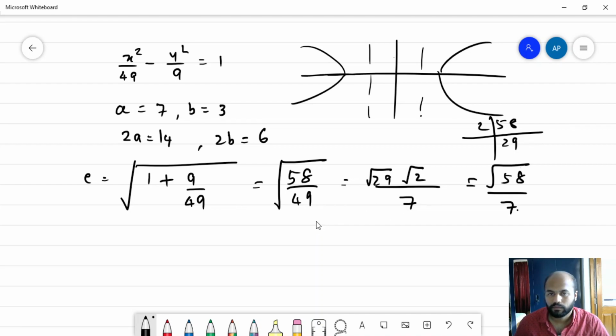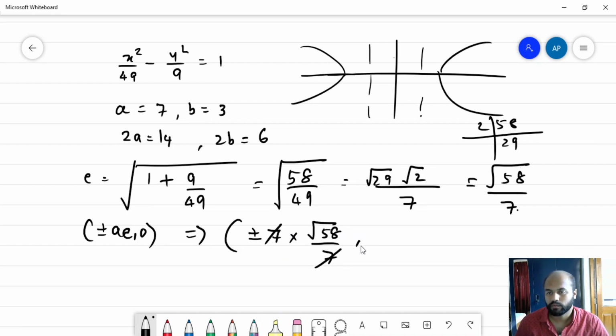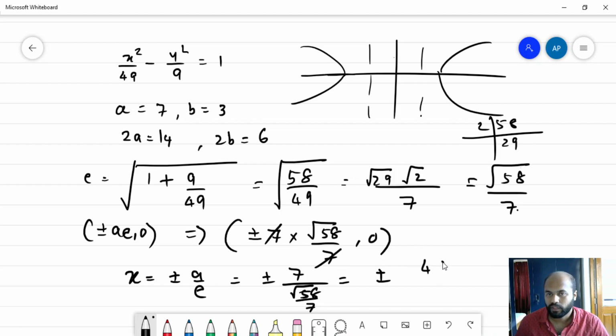Now once this is found, we can find the foci. The foci are going to be plus minus ae, comma 0, which is going to be plus minus a, that is 7, into root 58 by 7. So 7 will cancel, comma 0. These are the foci. The directrix, however, is going to be of the form plus minus a by e, which is plus minus 7 by root 58 by 7. So that's going to be plus minus 49 by root 58.